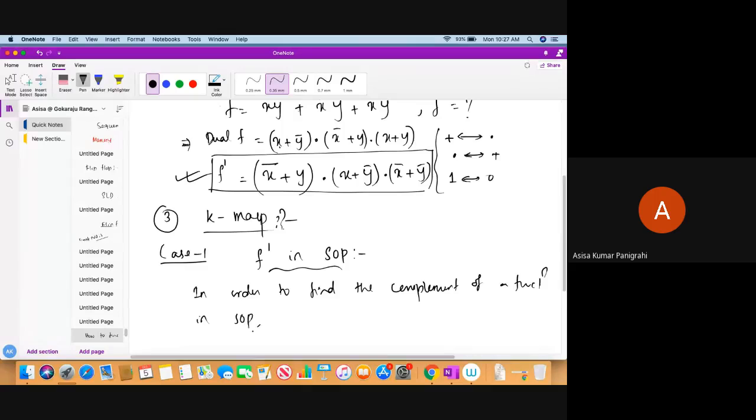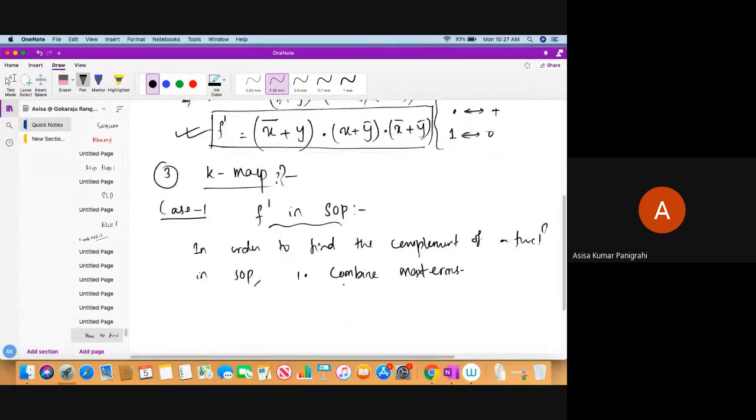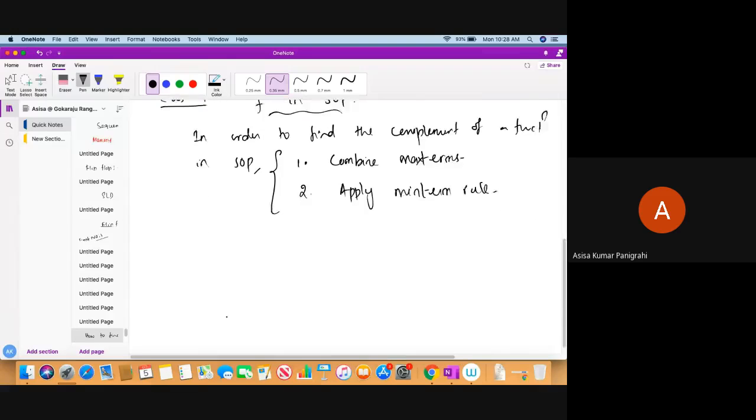In order to find the complement of a function in SOP, step one is to combine max terms. The next step is to apply the min term rule. Okay, so these are the two rules you have to follow. What if the function is given in SOP and you need to find f bar of that particular SOP function? Let's take an example.